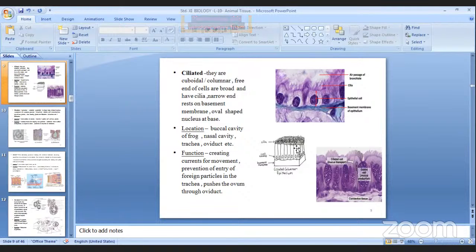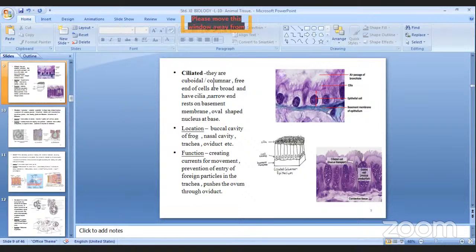When cilia are present inside any duct or tube, that means inside the body, they are helpful to move some substance from one area to another. They help in pushing that material forward, maybe in the oviduct, in reproductive structures, maybe in the nasal cavity, it can be in the buccal cavity of frog, it can be in the trachea. Clear? So cilia make smooth movements to push the substance or any molecule forward. Clear? Now let's understand this clearly.